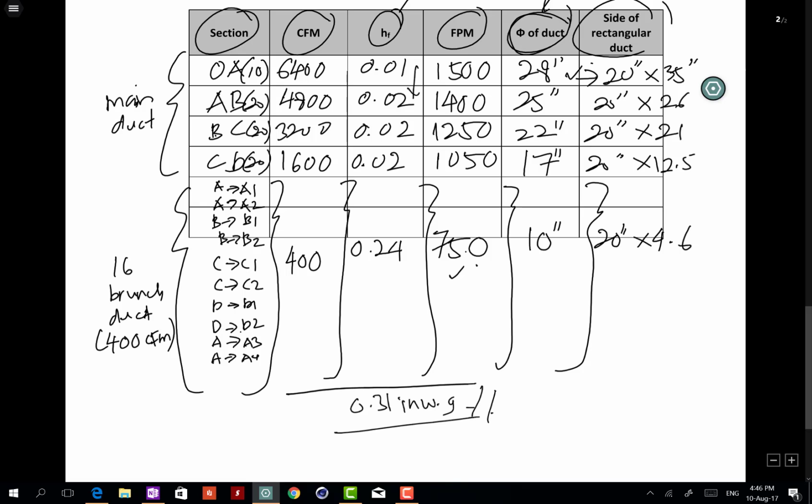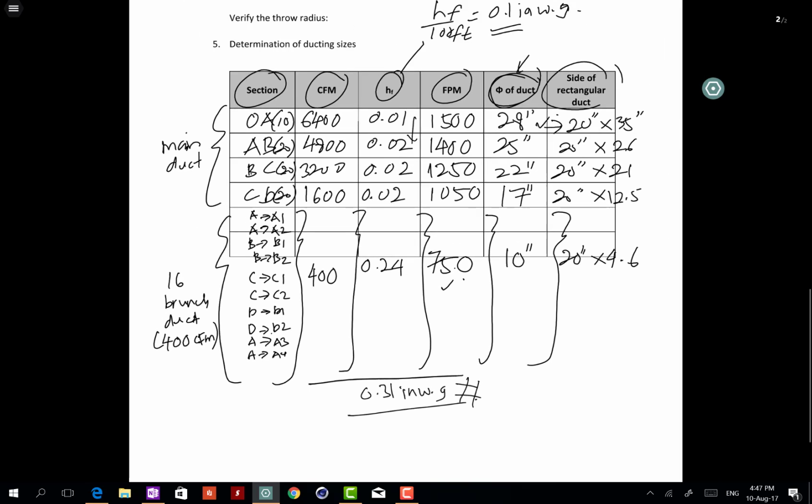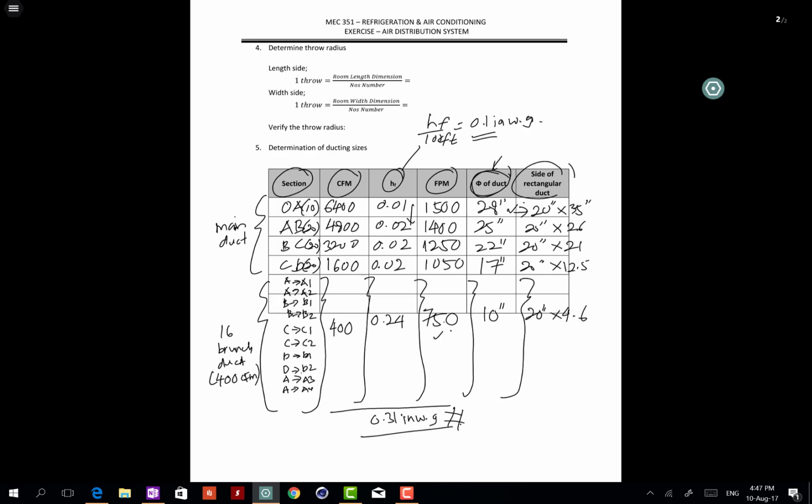So that's all for the method to construct the air distribution table, and also the design of the layout for the air distribution system inside the air conditioning system.